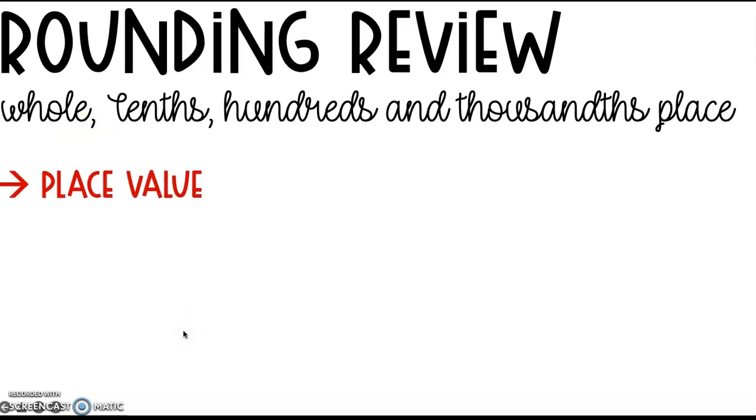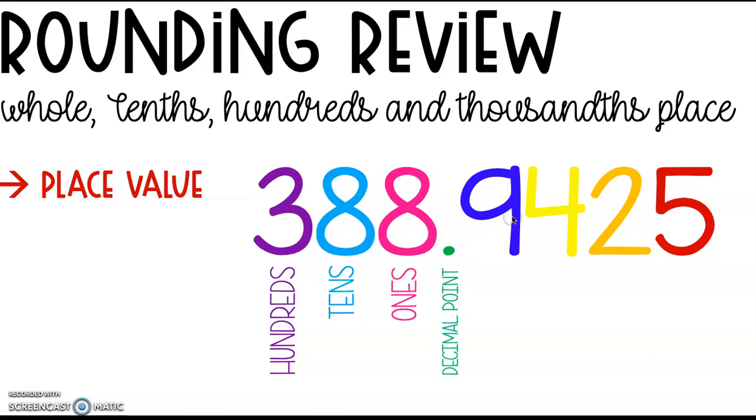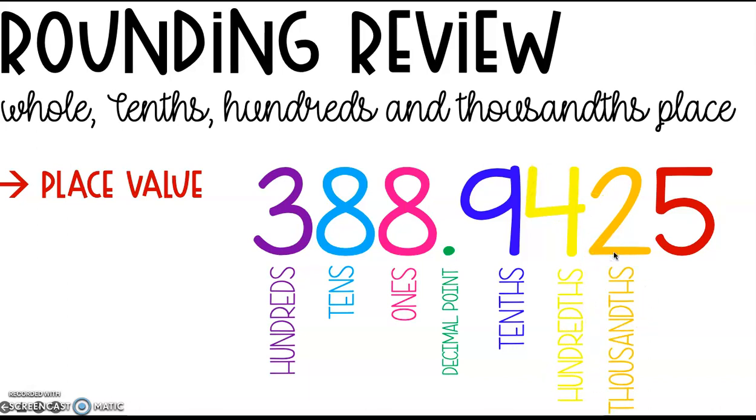This is a quick refresher on place value. When you have a number, each designated place has a specific name. Like the 3 is in the hundreds place. The 8 is in the tens place. The second 8 there is in the ones place, and then we've got our decimal point. The 9 is the first place after the decimal point, and it is the tenths place. The second place after the decimal point with the 4, that's our hundredths place. This is our thousandths place, and then our 5 is in the ten-thousandths place.